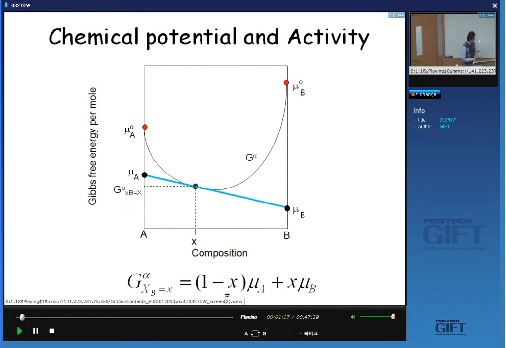In last class, we have handled the terminology of activity, chemical potential, and some students still do not have a clear understanding of the chemical potential. Let's see our initial state of the phase is located here.